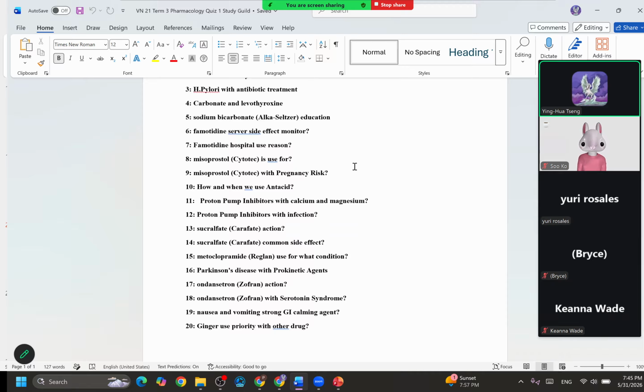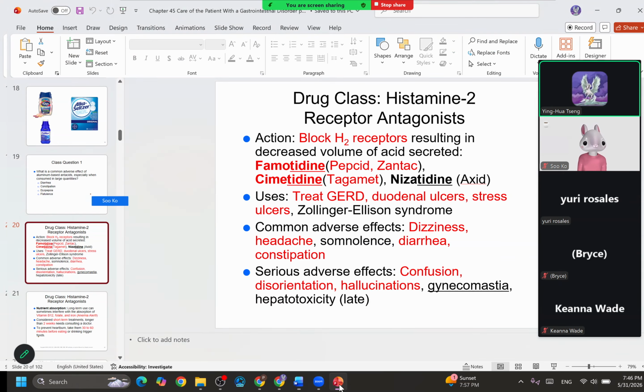Famotidine. So the reason the hospital uses it: in the hospital, we use this medication a lot. Usually it's IV. Why? We use Pepcid a lot, Pepcid, the IV form. Okay, so we treat GERD and duodenal ulcer.